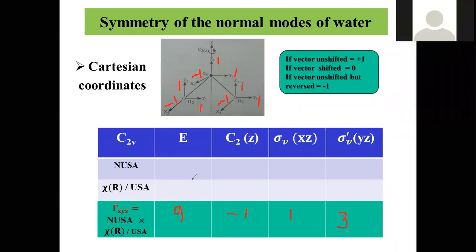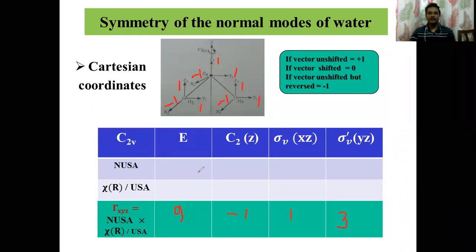Now we can do it in a different, simplified way, which is the number of unshifted atoms way, right? That may be much easier to do, right?